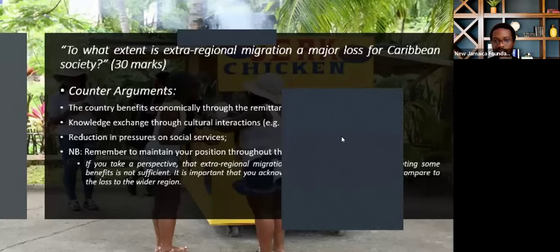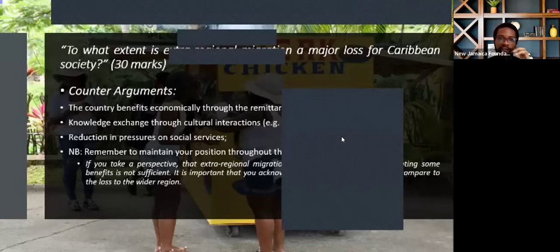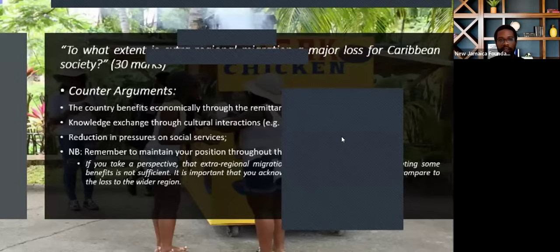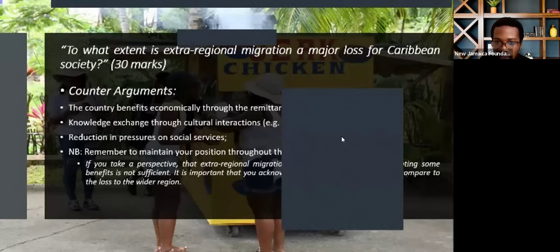Yes, it is encouraged that you make points on both losses and benefits, but still take your position, because it still asks you to establish to what extent this is a major loss in society, rather than simply stating that it's a loss and that there are some benefits, or there are some benefits and there's some minor loss. Examine the extent to which you say that.